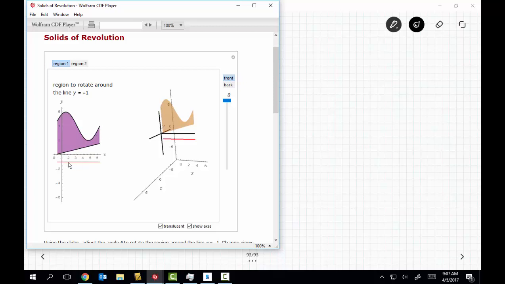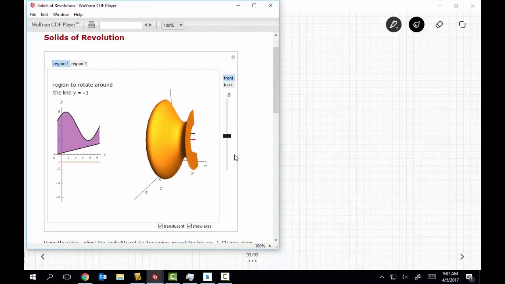And then this is linear, and this is going to be the axis of rotation. I don't know why they didn't put the axis of rotation somewhere else, but it doesn't really matter, okay? And then what we're going to do is rotate it and watch what happens. As it rotates, you see what you get.